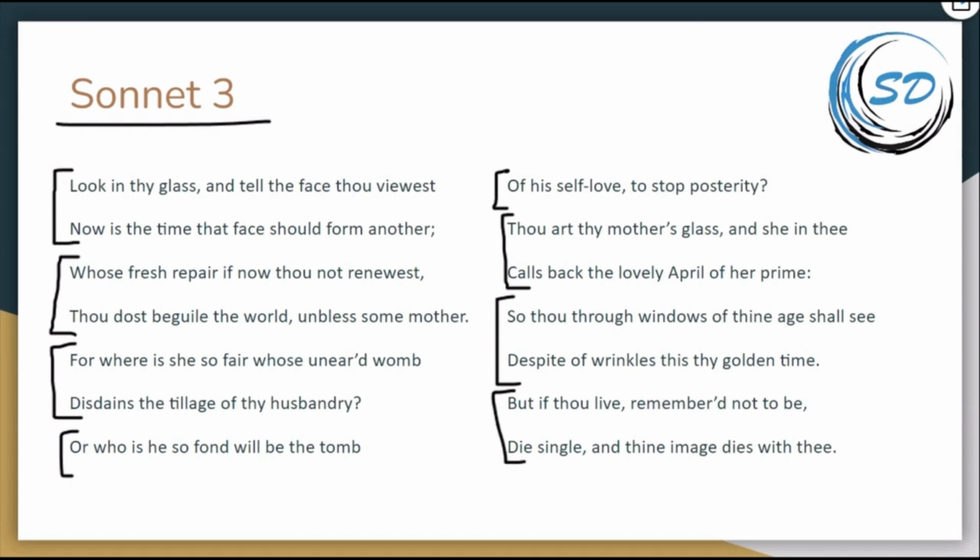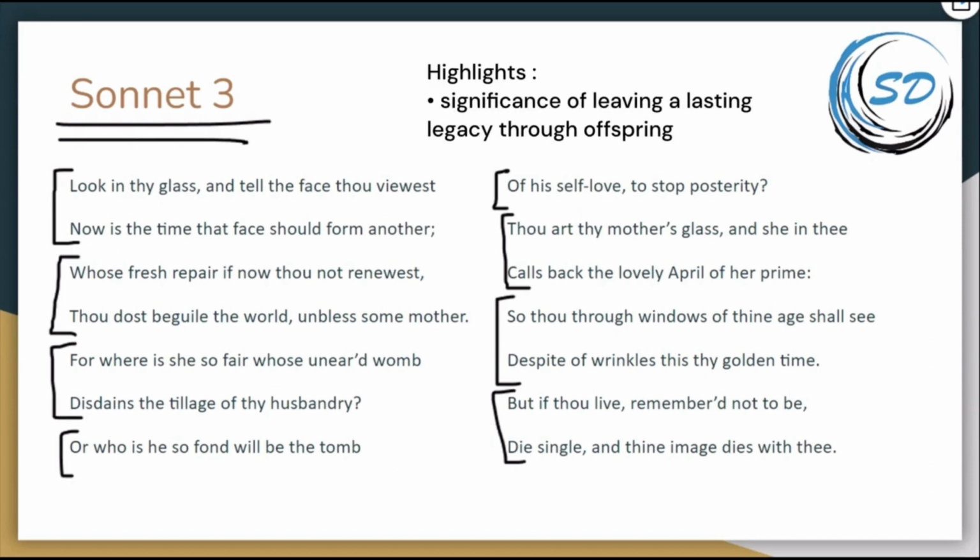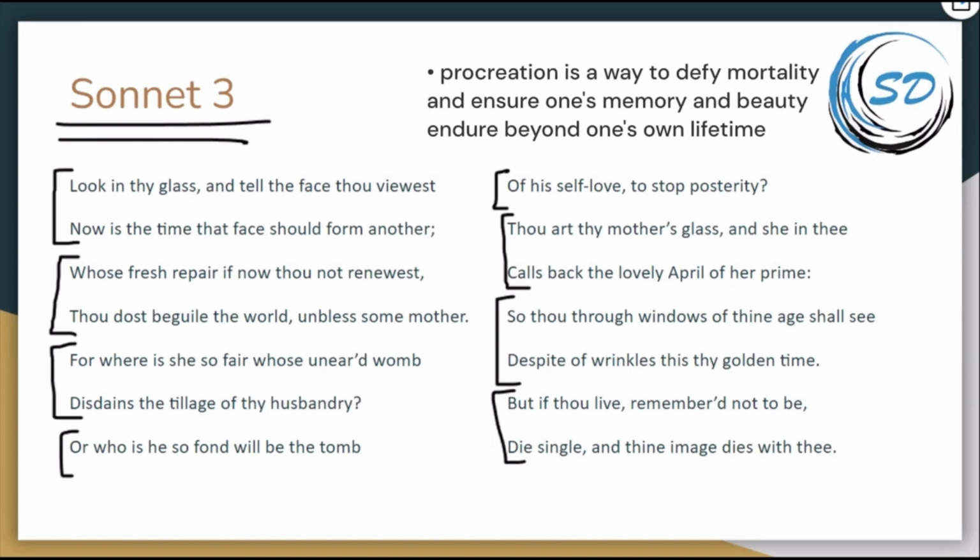The final couplet delivers a stark message: if the young man chooses to live without being remembered through progeny, he will die alone and his image will die with him. The sonnet highlights the significance of leaving a lasting legacy through offspring, suggesting that procreation is a way to defy mortality and ensure one's memory and beauty endure beyond one's own lifetime.